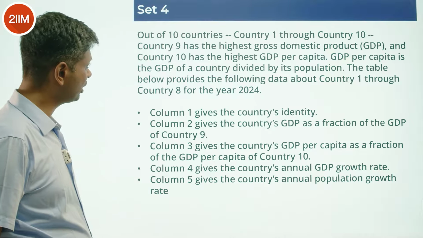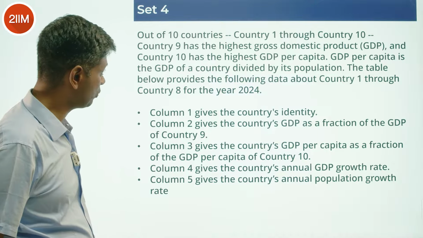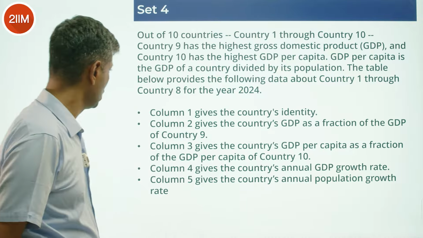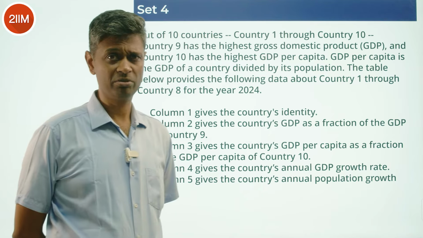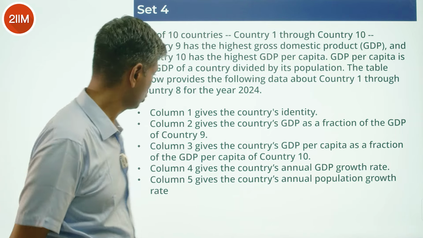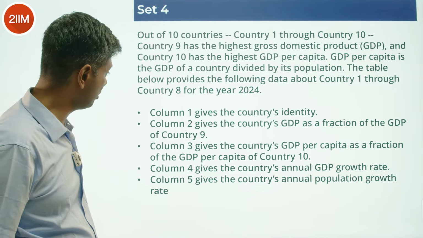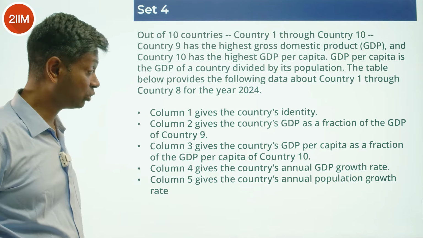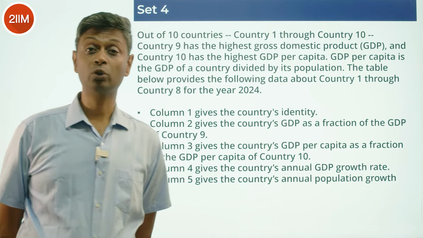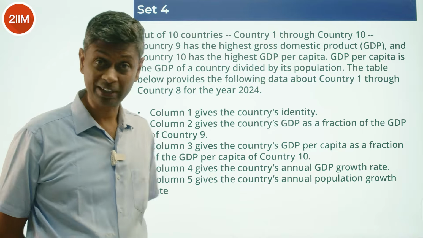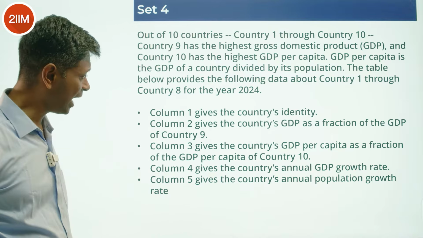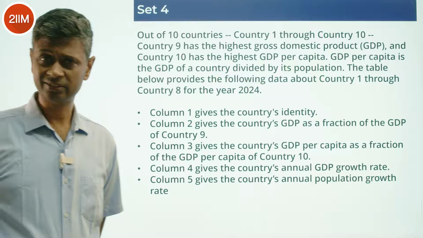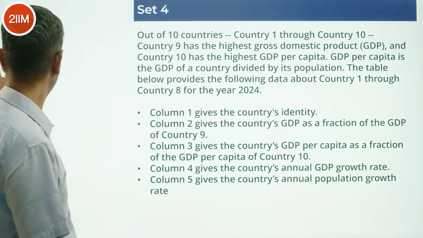GDP per capita is the GDP of a country divided by its population. The table below provides the following data about country 1 through country 8. 10 countries, but 1 through 8 is given. Column 1 gives the country's identity. Maybe it's India, Japan, Singapore, etc. Column 2 gives the country's GDP as a fraction of GDP of country 9. Column 3 gives the country's GDP per capita as a fraction of the GDP per capita of country 10. So 9 is the benchmark for GDP, 10 is the benchmark for GDP per capita. Column 4 gives the country's annual GDP growth rate. Column 5 gives the country's annual population growth rate. Okay, nice. I think if you see the table, this will make sense.